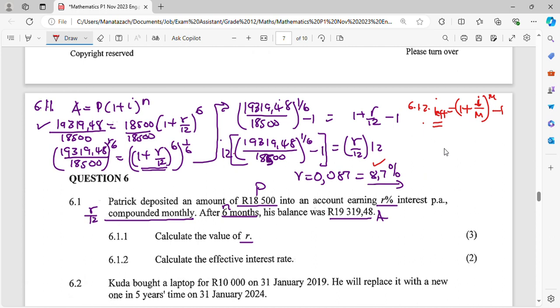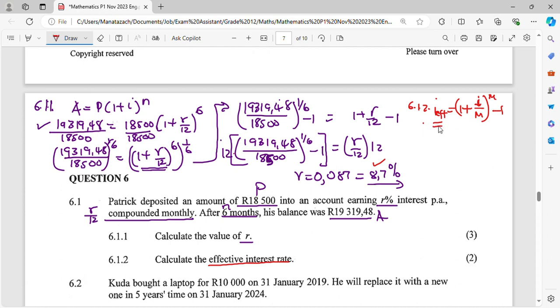It's 8.7%. The M is the compounding monthly, and then the effective rate is in this case relevant for the duration of 12 months. So since it's annually, just consider it annually when you're calculating the effective interest rate.